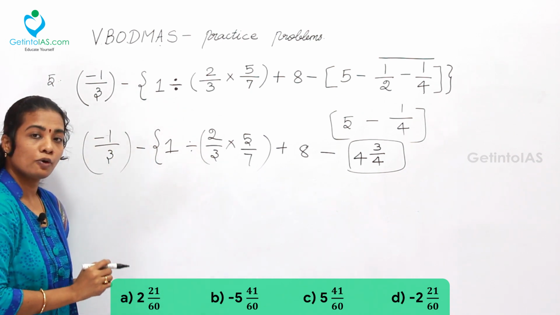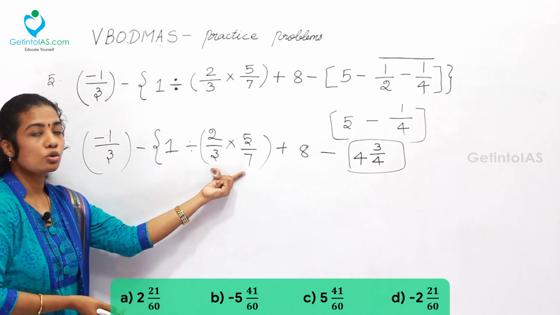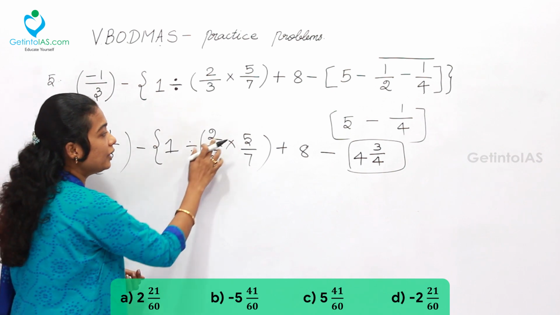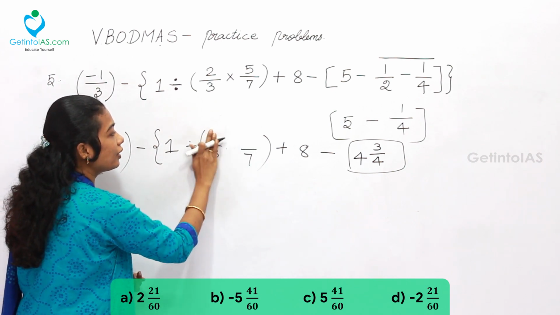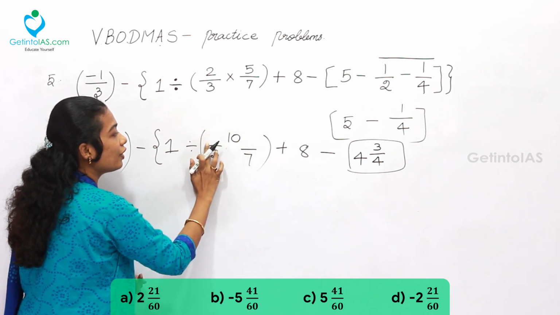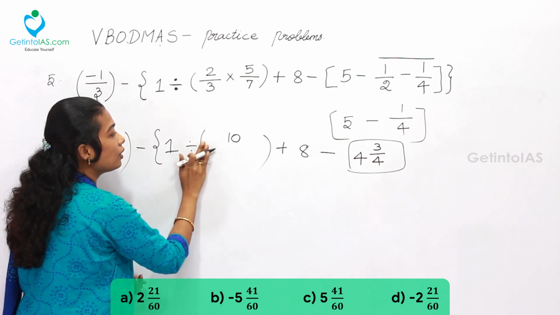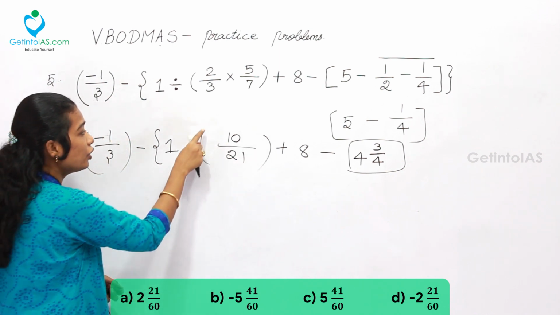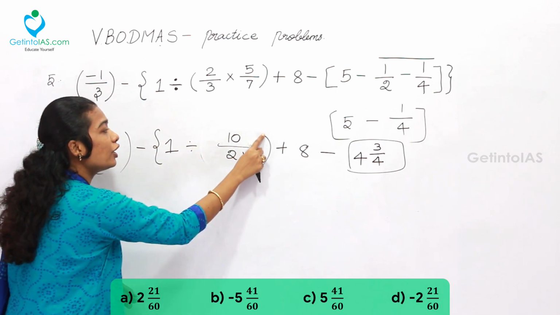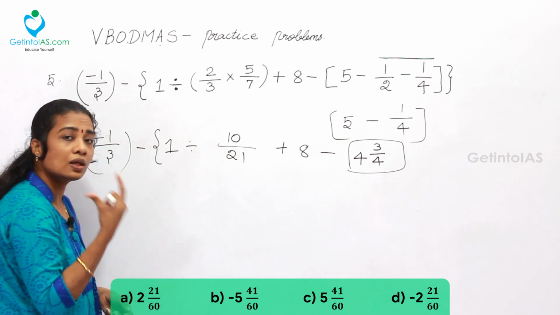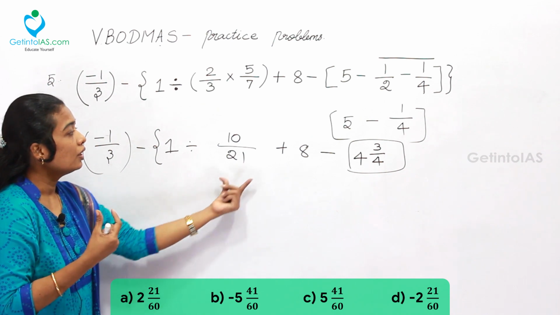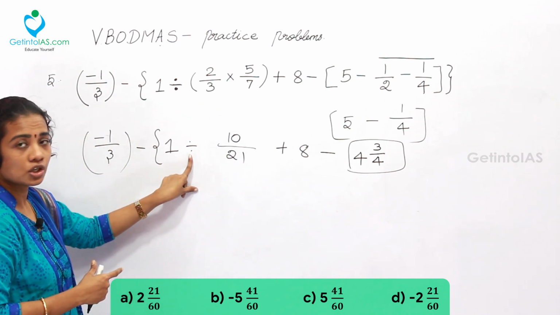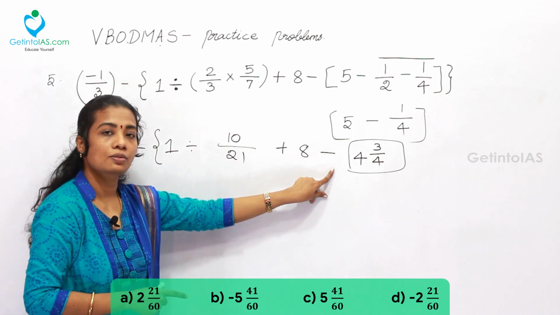What is the next step of solving this? You want to solve the small bracket, that is 2 into 5, which is going to be 10 on the numerator, and 3 into 7, which is going to be 21 on the denominator. So after that, you can directly remove the bracket. Why? Because if you are getting a single entity, that is a single value, directly you can remove that. So now after removing, you can check division, addition and subtraction.